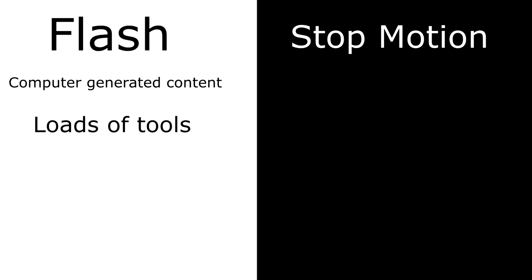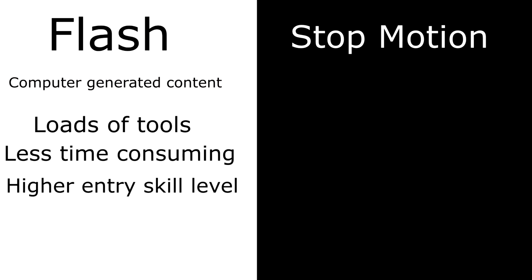Before we check out our animations, we're going to have a brief overlook of what the difference is between Flash and stop motion. Flash is computer generated content. We're using computer software to aid our animation creation. The software provides many helpful tools that simplify and enhance the creation of animation. Flash content is usually less time consuming, but requires a higher level of skill.